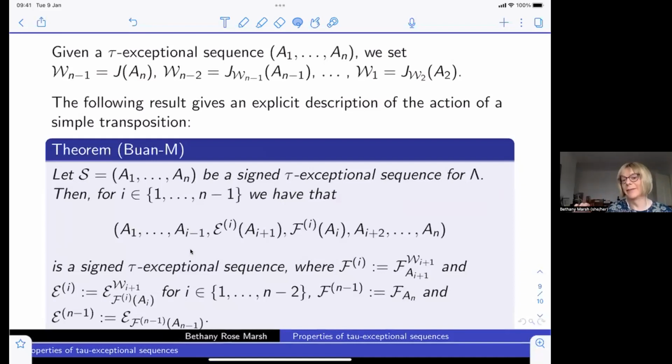So it's different from the hereditary case where one of them stays the same. In this case, you actually have to change both of them, and you have to apply these reduction maps, and then you get another signed tau exceptional sequence. So this gives an action of the symmetric group, and therefore of the braid group, because the symmetric group is a quotient.